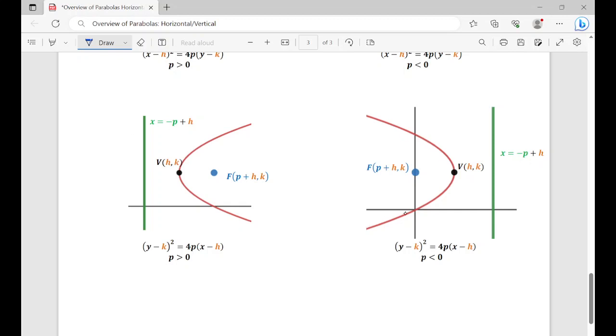For the one that's opening to the left, same equation, still need h and k, but again p is going to be less than 0, so we know it's opening to the left. To find where the focus and the directrix have shifted, just again find out where the focus is at the origin, then add h and k to the p and to the 0 to find out where it's been shifted to, and then for the directrix just add h to the negative p to find out where the directrix has been shifted.